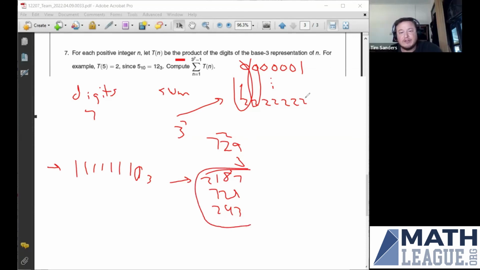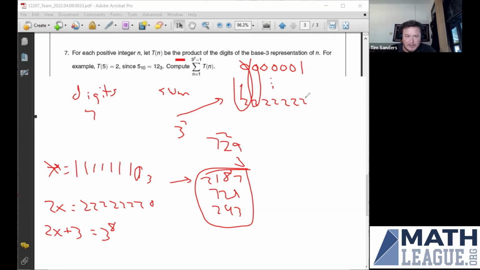I mean, you see, I started to do the beginnings of that over here, but no, I don't want to bother with that. What I want to do instead is say, okay, this is what I want. I'm going to call it X. And then I'm going to say 2x is equal to 2, 2, 2, 2, 2, 2, 2, 0. And then 2x plus 3 is going to give me 3 to the 8th. Right? If I add 3 onto that number that I had there, I'm gonna roll the odometer over to 1, 0, 0, 0, 0, 0, 0, 3 to the 8th.